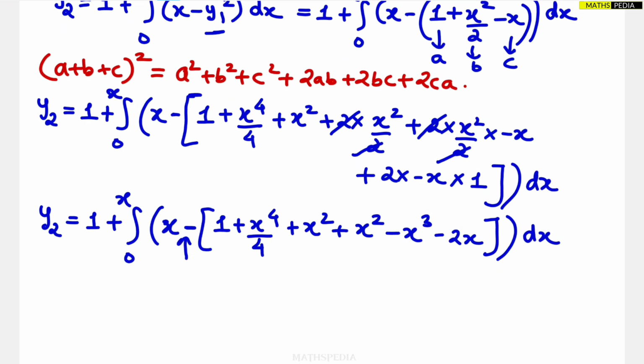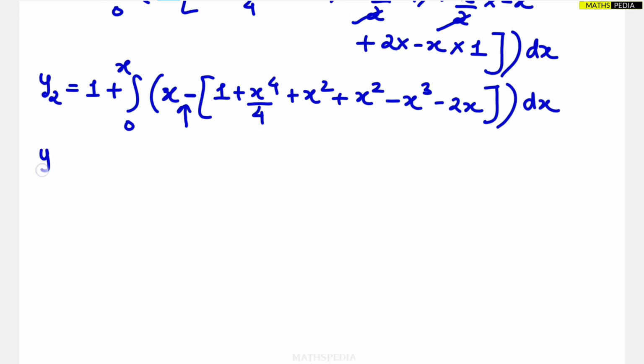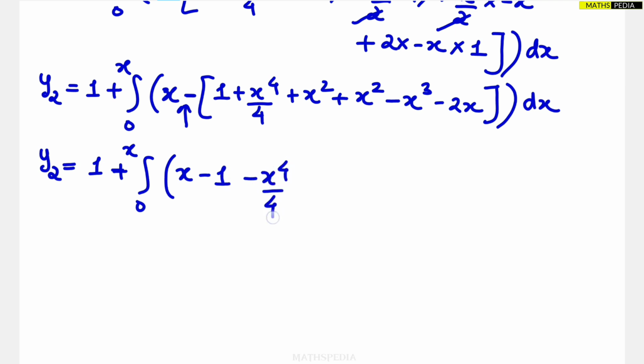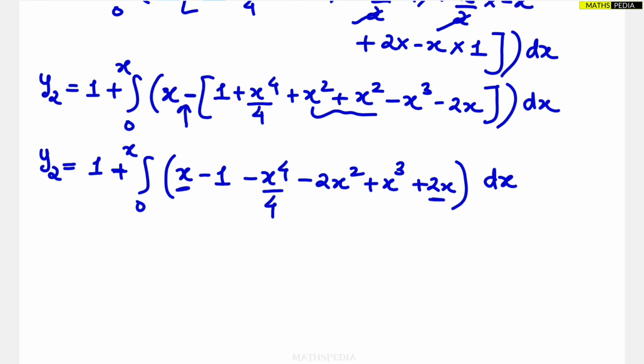Now this minus sign you multiply inside. So we'll simplify this part. So y2 becomes 1 plus, so here x is sitting, okay, minus, so multiply minus inside, minus 1 minus x power 4 by 4, this is 2x square, so it will become minus 2x square, then it is plus x cube plus 2x, okay, dx. Now we'll go for the integration. Before that, x is there, it will become 3x, right? So I'll directly write here 3x, that will be better.